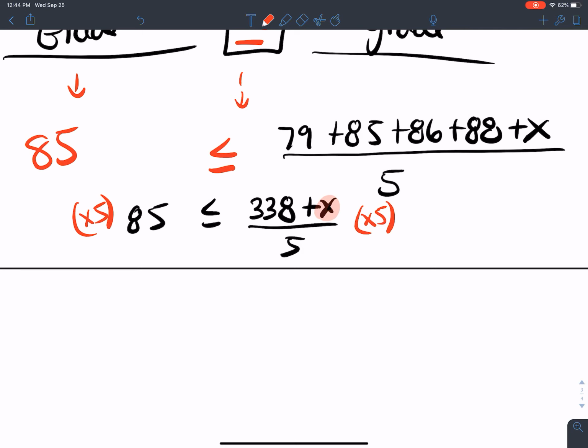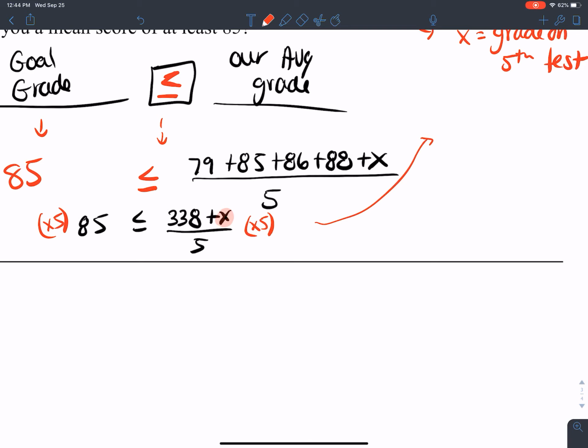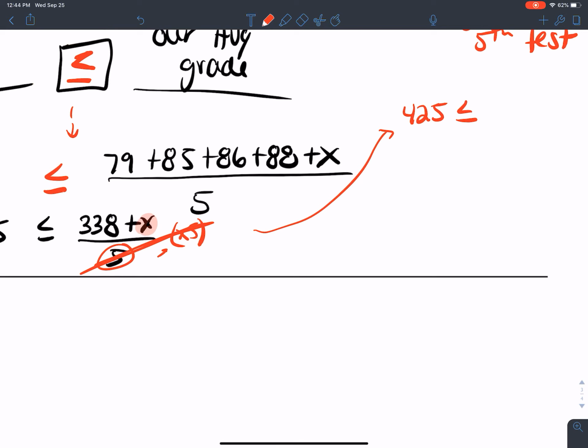Now 85 times 5, that brings us to 425. We didn't multiply by a negative, so I'm going to keep my inequality symbol. And when I look at this side, the only reason I multiplied by 5 was to undo dividing by 5. So multiplying by 5 and dividing by 5 should simply undo each other. So that 338 plus x is unaffected. And now it's fairly easy to get x alone. We're just going to subtract 338 from both sides. This brings us to 87.